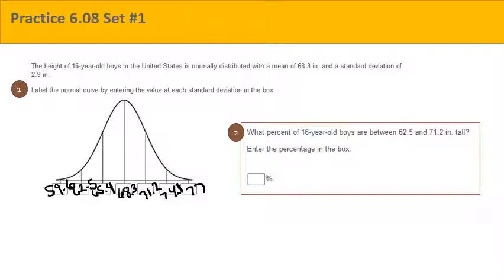So what percent of 16-year-old boys are between 62.5 and 71.2? So 62.5 is at the -2 standard deviation, and 71.2 is up here at the 1 standard deviation. Because remember, the middle is 0, 1, 2, 3, you got -1, -2, -3, and so on. And we'll look at those numbers more in detail when you start looking at z-scores.